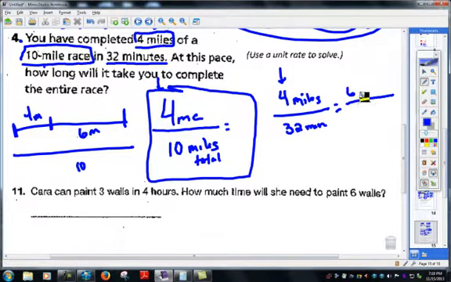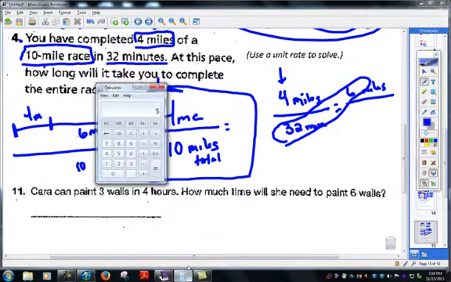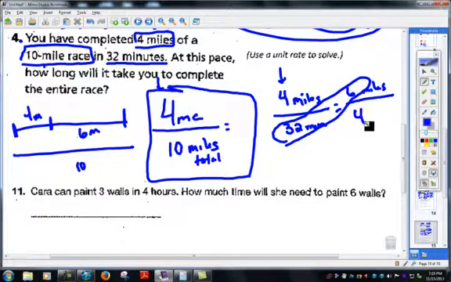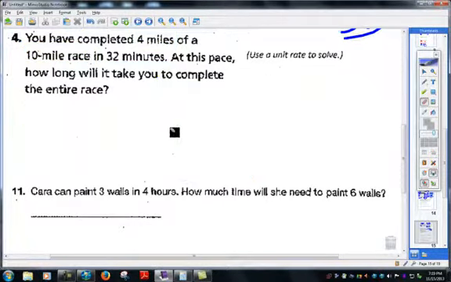So we're going to keep 6 miles on top. Then we can cross multiply and divide, and that's going to tell us exactly how long it's going to take us to finish. So 32 times 6 divided by 4, and that is 48 minutes. Okay? 48 minutes. All right?